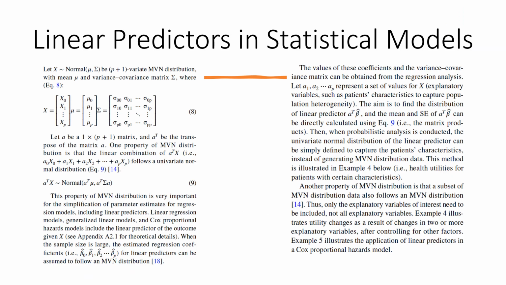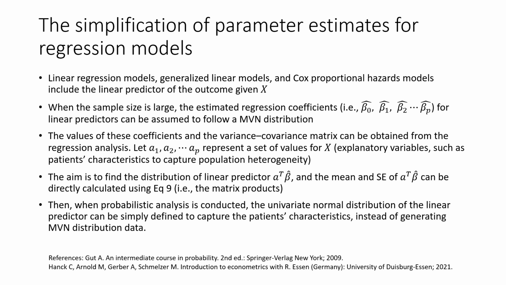This slide provided the details of the justification. We provided a summary in the next slide. One property of the multivariate normal distribution is that a linear combination of multivariate normal variables follows a univariate normal distribution. See equation 9. Linear regression models, generalized linear models, and Cox proportional hazards models include the linear predictor of the outcome, given a set of values for the explanatory variables.